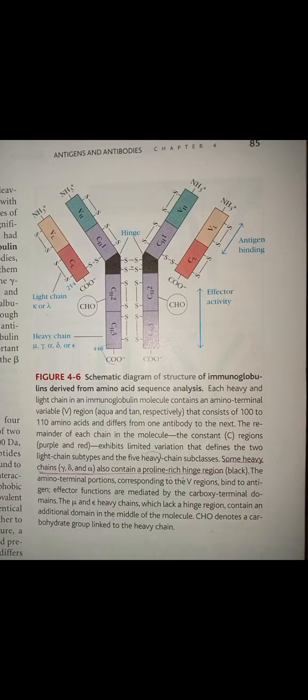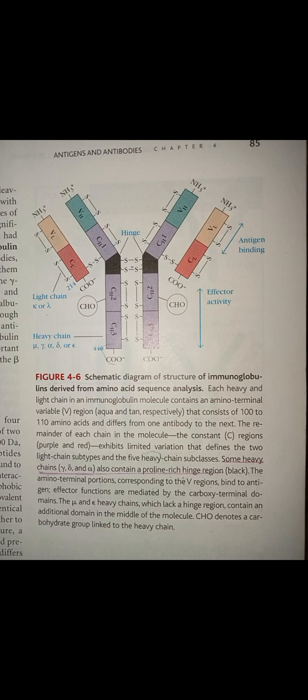So when we look at the schematic diagram of the structure of immunoglobulins derived from amino acid sequence analysis, you could see a structure like this. This is a schematic diagram of the structure of immunoglobulins derived from amino acid sequence analysis.